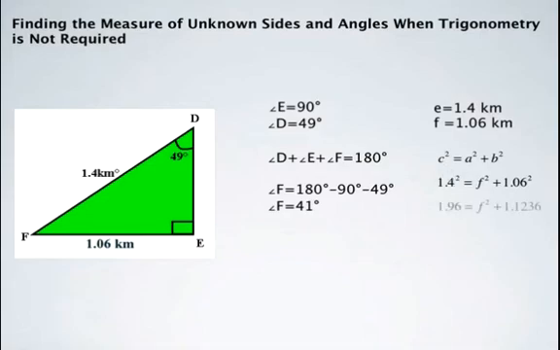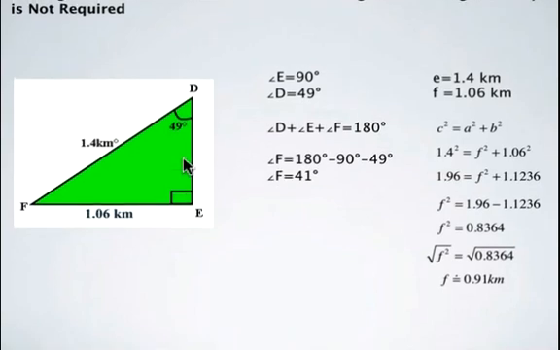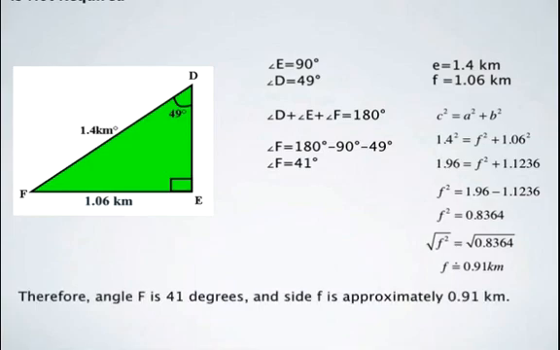So we then solve the equation, and we end up with F squared is equal to 0.8364. Take the square root of both sides, and we find that side F, which is this side here, is equal to approximately 0.91 kilometers. So therefore, angle F is 41 degrees and side F is approximately 0.91 kilometers.